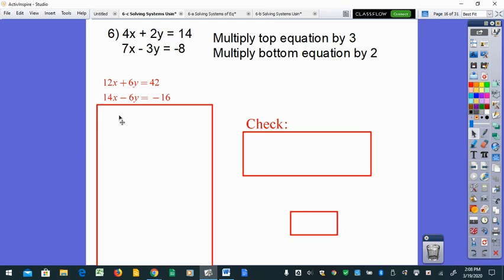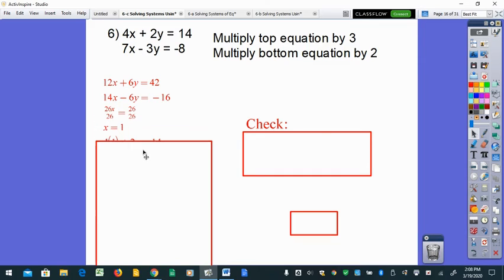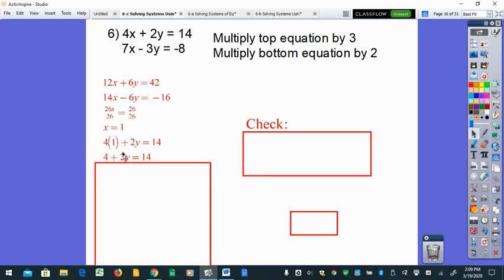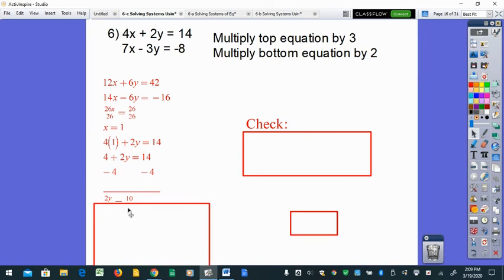I add these together, and I get 26x equals, and 42 minus 16 is 26. Divide by 26, and my x-coordinate is 1. I chose to put it in the top for that x right there. 4 times 1 is 4, and here I am at a two-step equation. We would Woodruff bubble right here, subtract 4, and I got 2y equals 10. Divide by 2, and the y coordinate is 5.